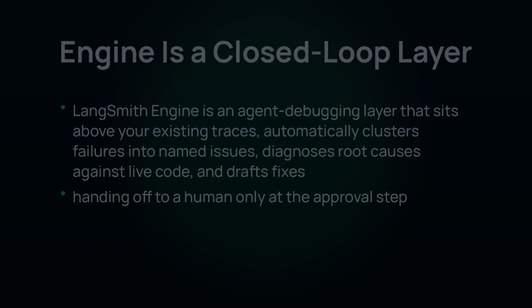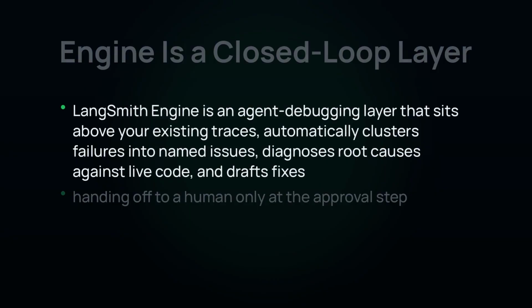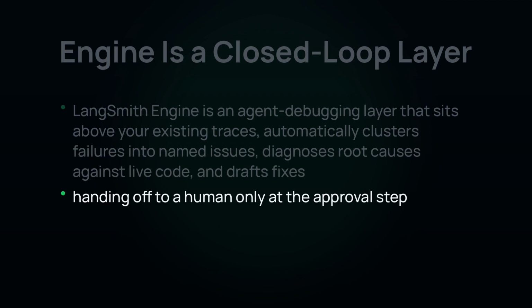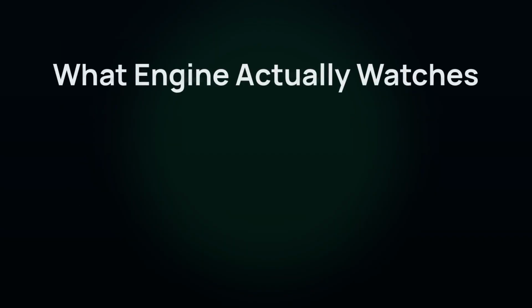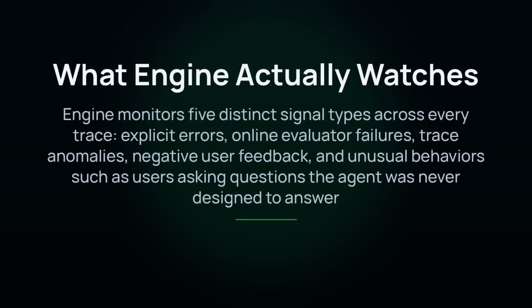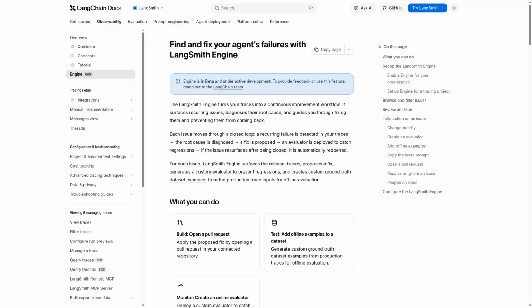The interesting part is LangSmith engine automates that entire cycle. It clusters failures into named issues, diagnoses root causes against live code, and drafts fixes, handing off only at the approval step. Now it watches 5 signal types: explicit errors, evaluator failures, trace anomalies, negative user feedback, and questions the agent was never designed to answer. The interesting part is what it does with those signals.